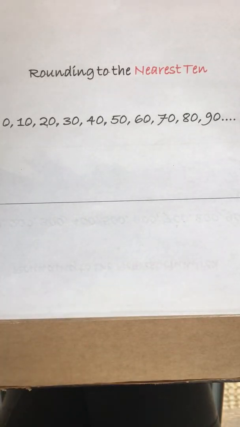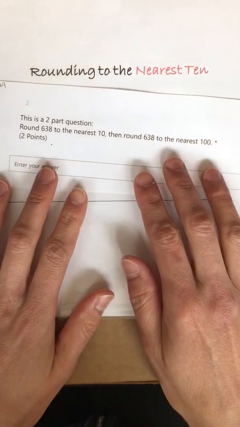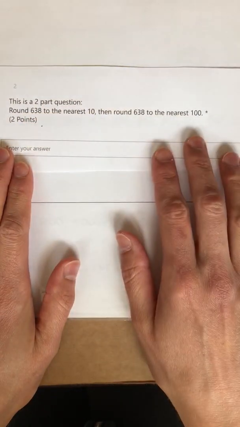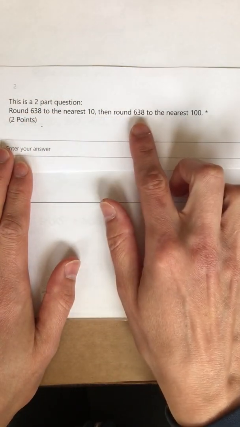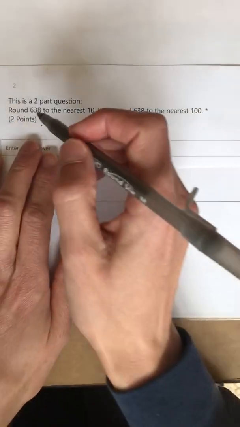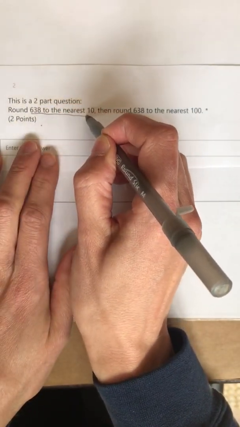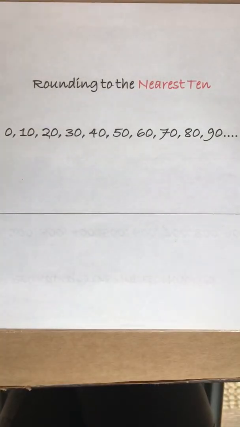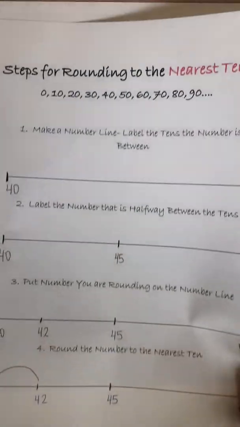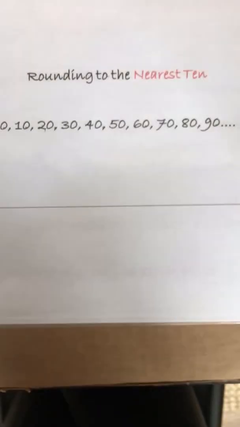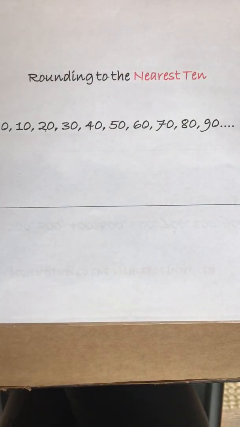Let's take a look at number 2 together. Number 2 says, round 638 to the nearest 10, then round 638 to the nearest 100. So we're going to focus right now just on rounding 638 to the nearest 10. So if you think back to Mr. Terry's video, he went through all the steps that you need to do when rounding a number to the nearest 10. And the document on the Flipgrid that you can find looks like this to help you.